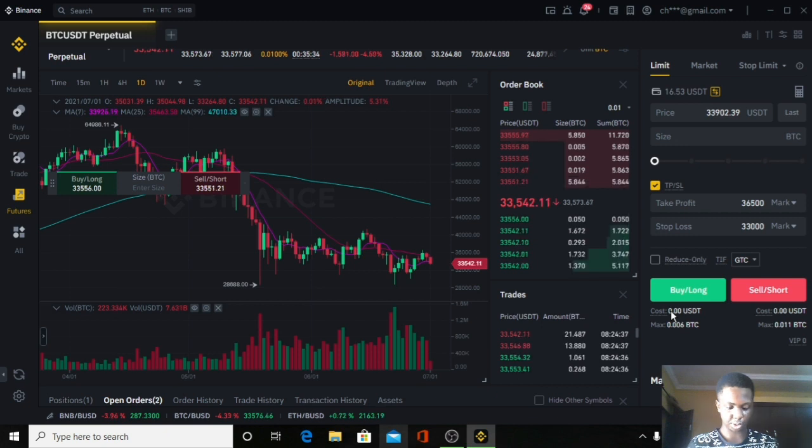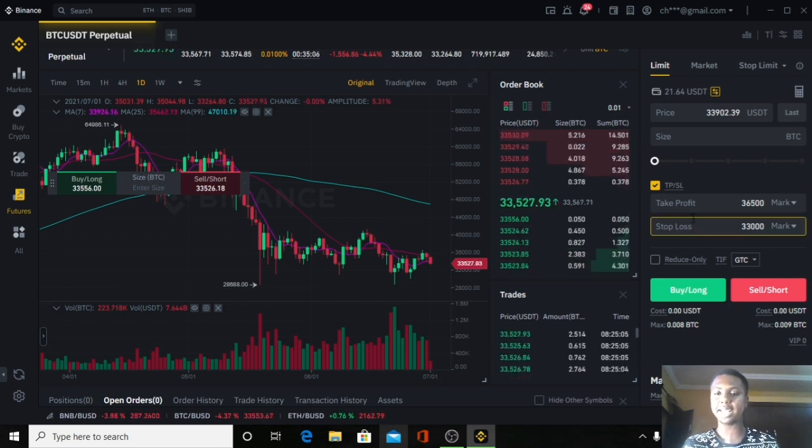Let me just see if I have any other thing open. So I mistakenly opened a position that I didn't want to open at all, which is bad because it took out my old trade, but I actually came out in profit, so that's good.